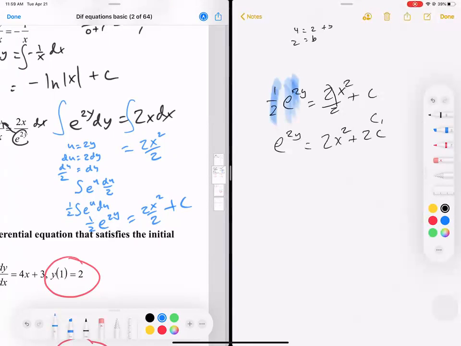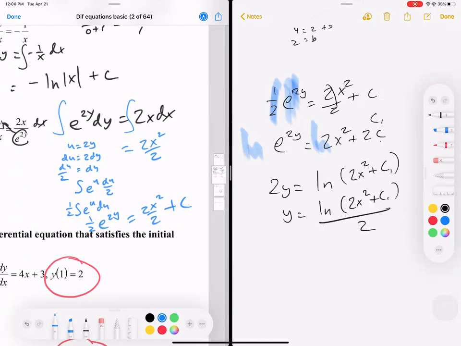And then how to get rid of e? Well, that's a natural log. So natural log both sides. So we're left with 2y equals natural log of 2x squared plus, we'll call that c. Again, remember this c is a little different than the other c, we'll call it c1. One last step, get rid of the 2. y is equal to natural log of 2x squared plus c1, all over 2. And as long as we acknowledge that this is just some c, we can just call that c.